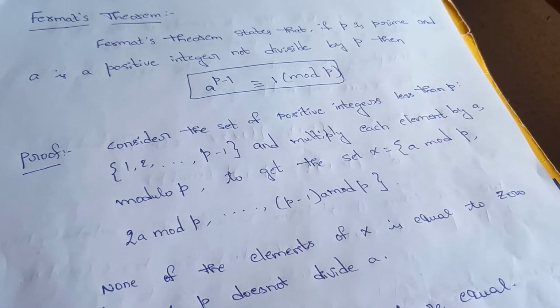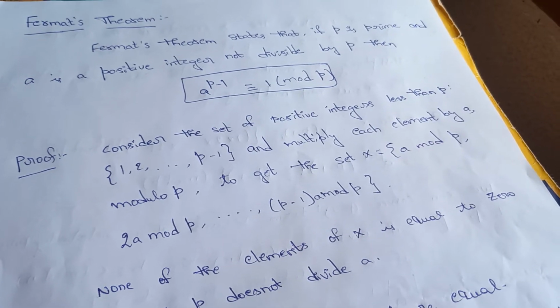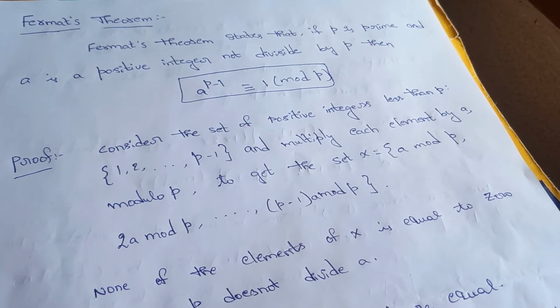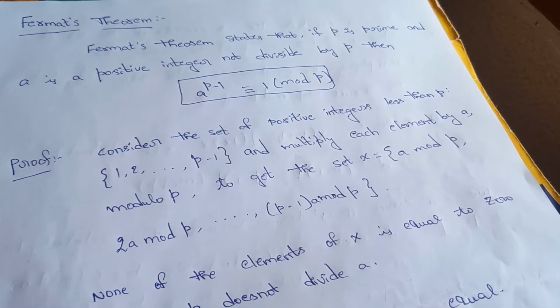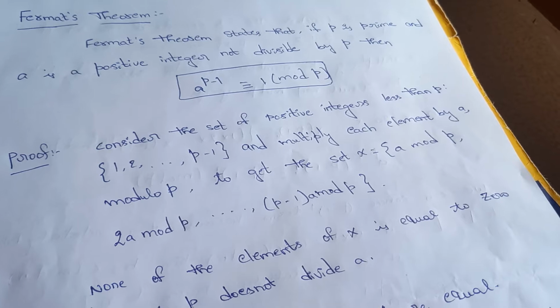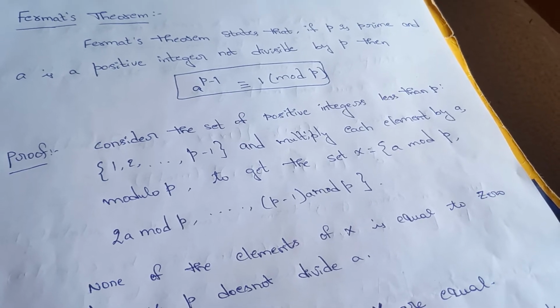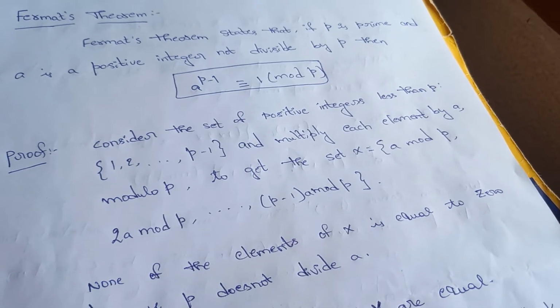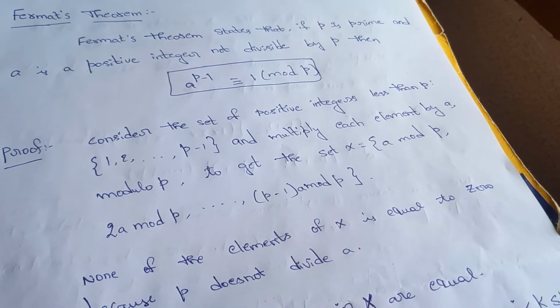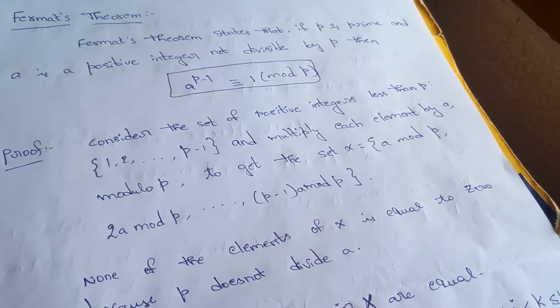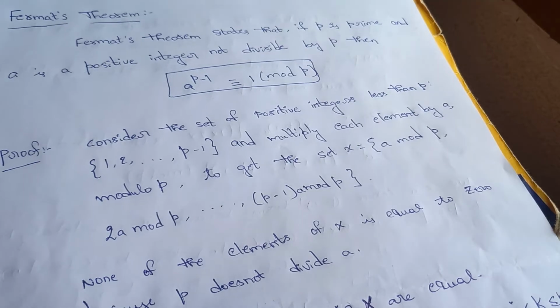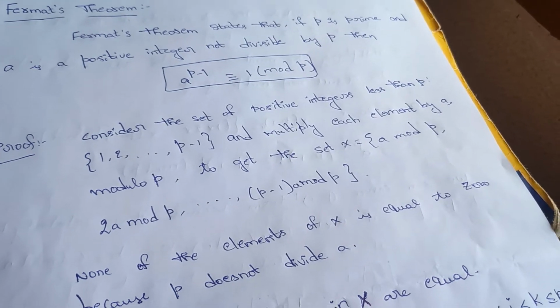Today's topic is Fermat's theorem. Fermat's theorem states that if p is a prime and a is a positive integer not divisible by p, then a power p minus 1 is equivalent to 1 mod p. Here p is prime and a is a positive integer not divisible by p. That means a is relatively prime to p.